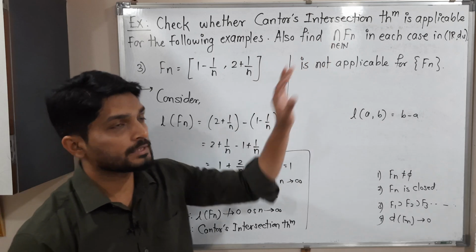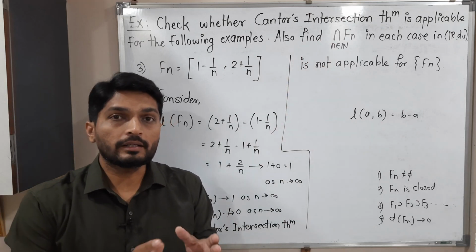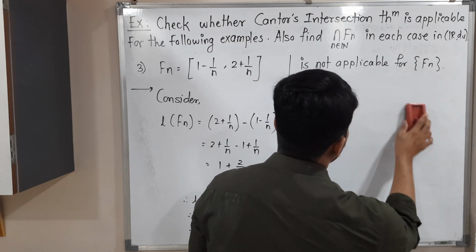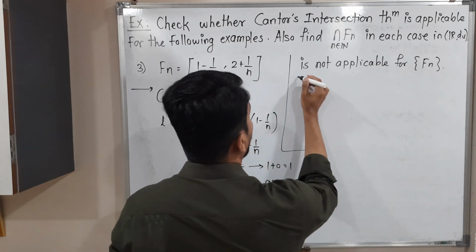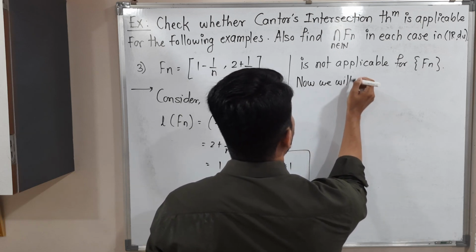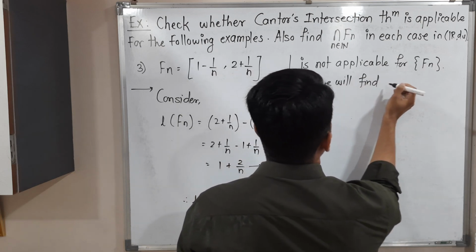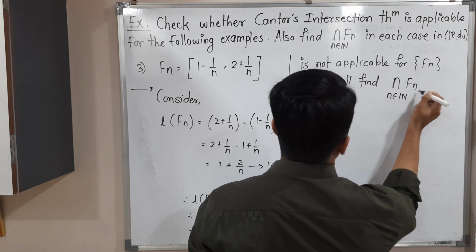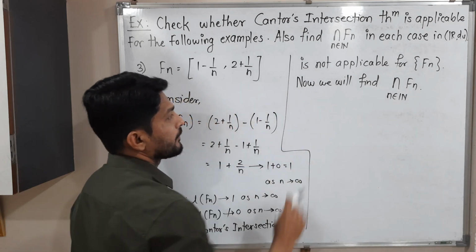Now we have to go for the second part. We have to find the intersection. Let me mention here: now we will find the intersection of Fn, n belongs to the set of natural numbers. Okay, that intersection we will find.